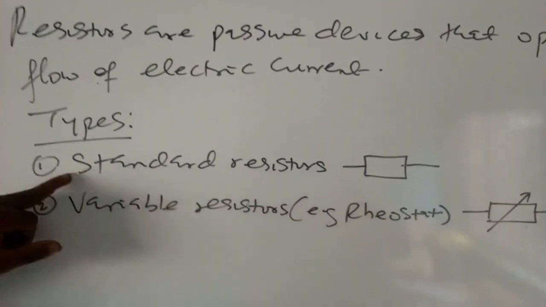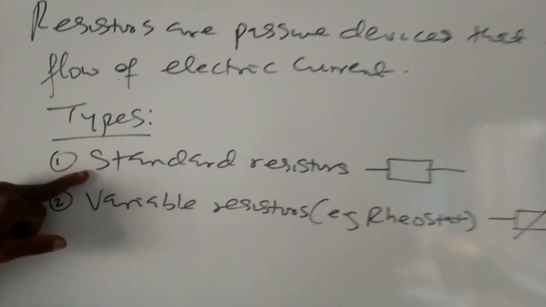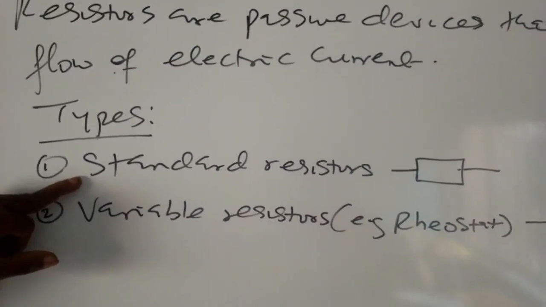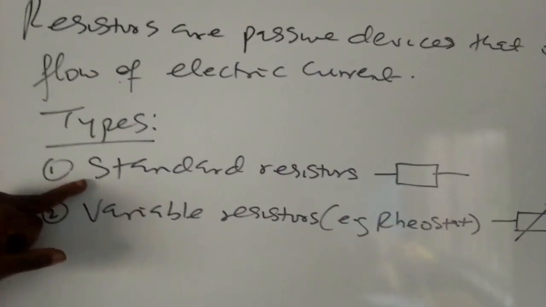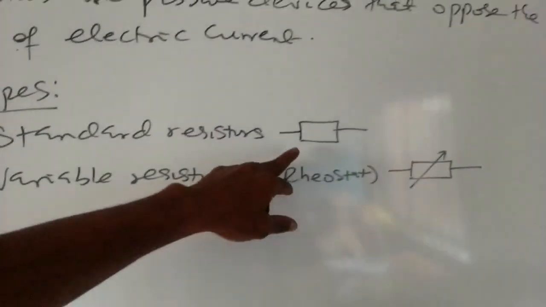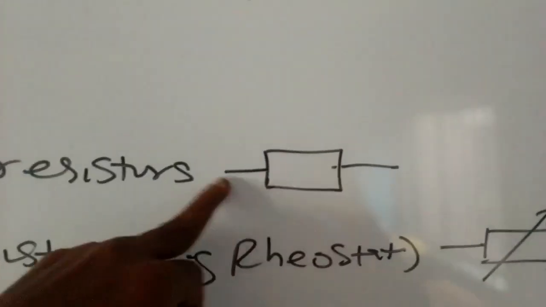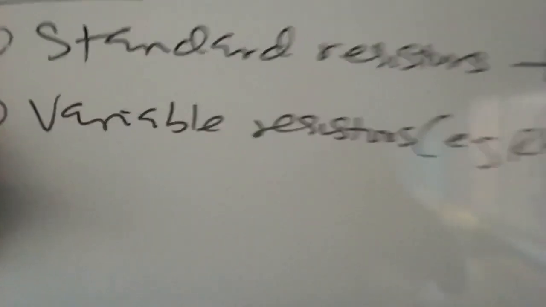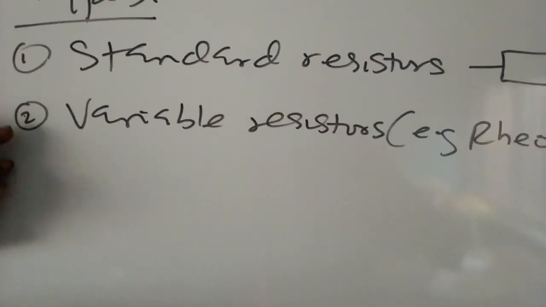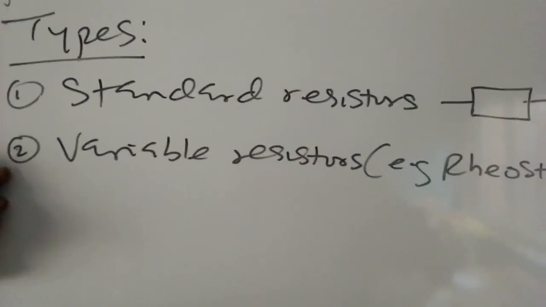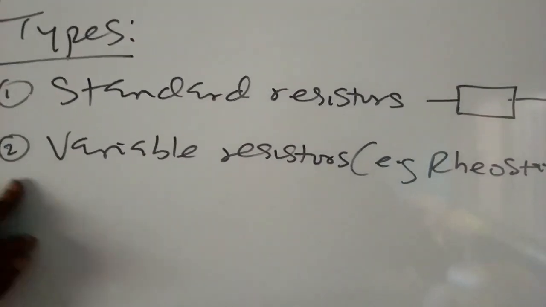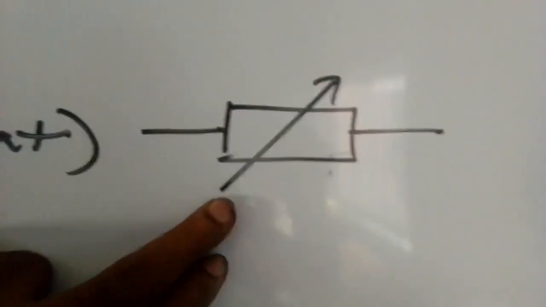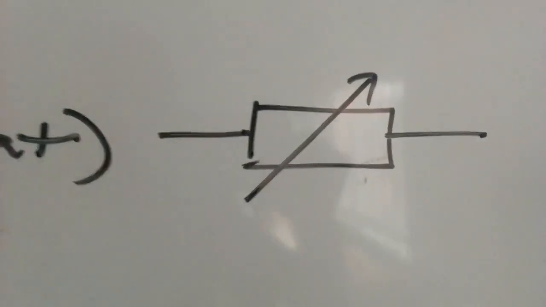In physics experiments, we can provide standard resistors making use of what we call a resistance box. A resistance box can provide different standard or fixed resistances. The symbol for a standard resistor is a rectangular box with lines coming in and out of it. The next type of resistor is called a variable resistor. A variable resistor is a resistor whose resistance can be varied or changed. An example of a variable resistor is the rheostat. The symbol is like the other one, but with an arrow crossing it.